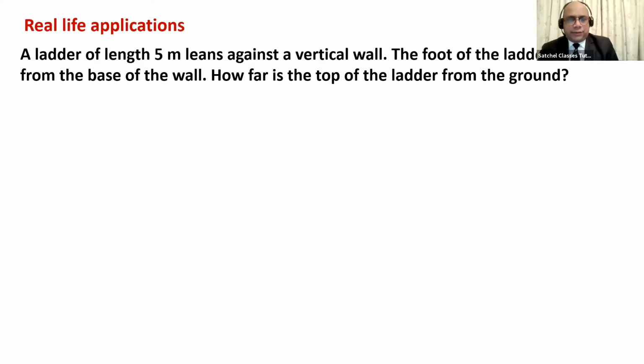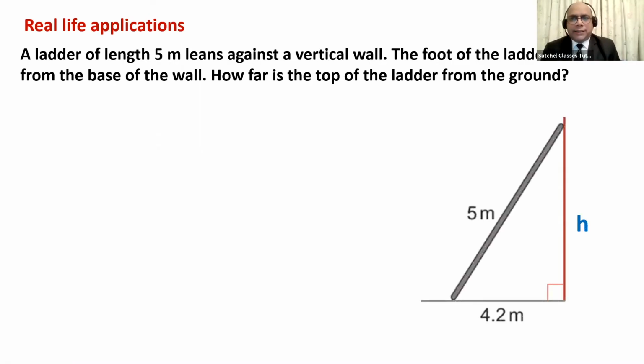So we have a ladder which is resting against a wall and there's a floor as well, something like that, right? As you can see, the foot of the ladder is 4.2 meters from the base of the wall. So that horizontal distance from the base of the wall to the foot of the ladder is 4.2 meters. And the ladder itself has a length of 5 meters. So the hypotenuse of that right angle triangle is 5 meters. And in this case, we need to find how far the top of the ladder is from the ground. So the height is what we have to find, h.